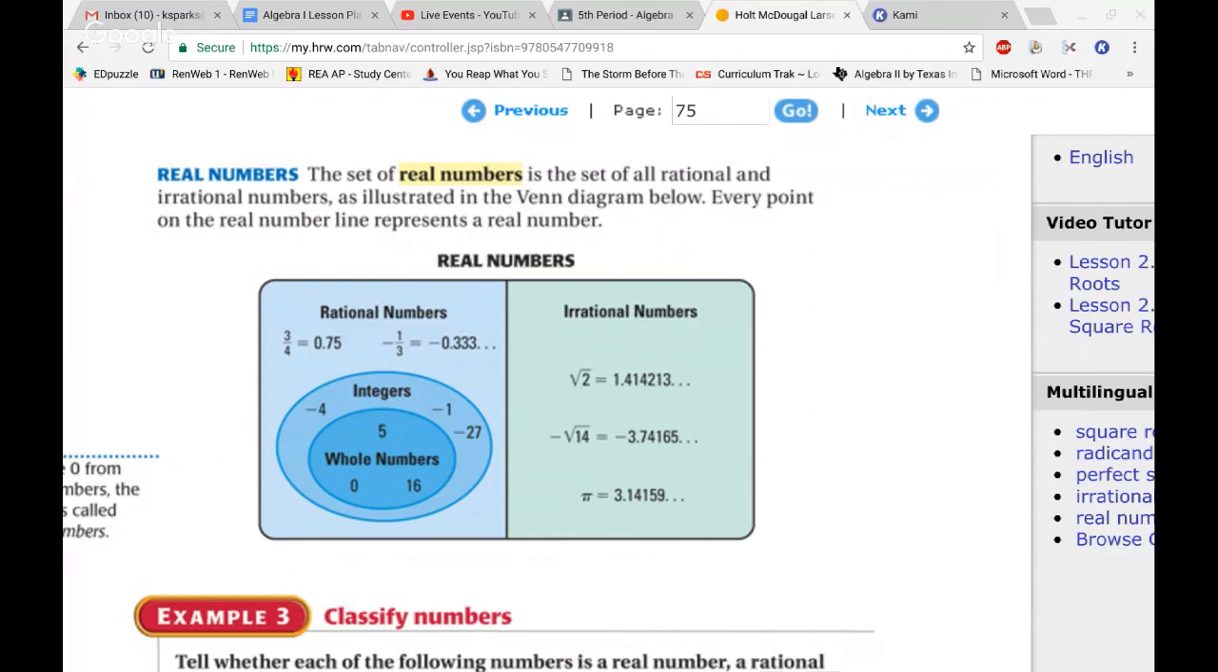So the set of real numbers has two subsets: rational numbers and irrational numbers. And then within the subset of rational numbers, you've got integers, which are your negative numbers and all of your whole numbers. And whole numbers start with 0 and go forward and contain all your positive numbers.